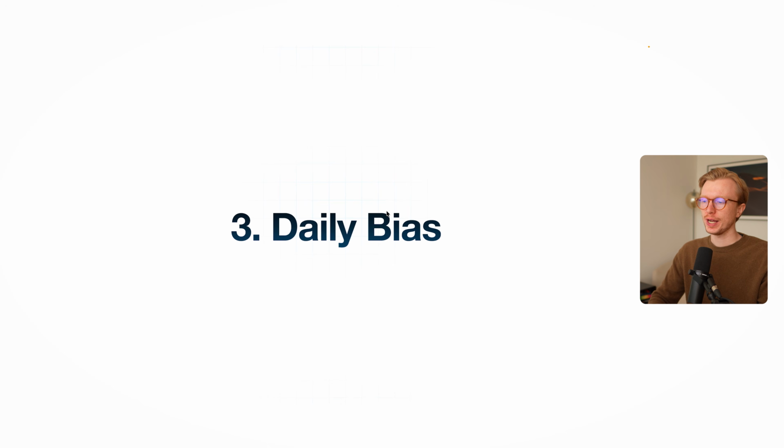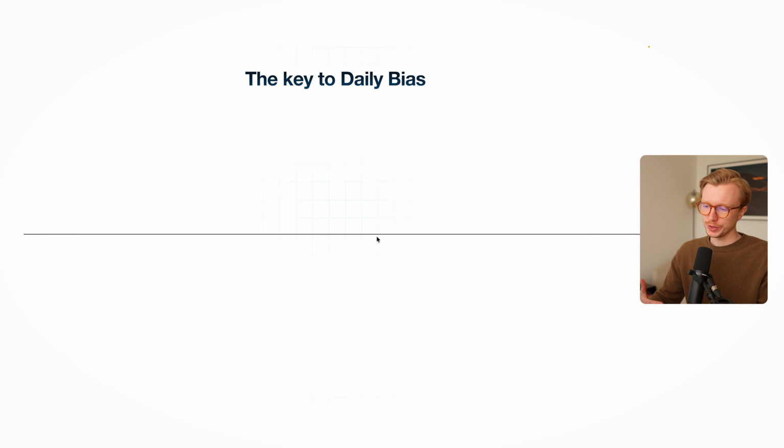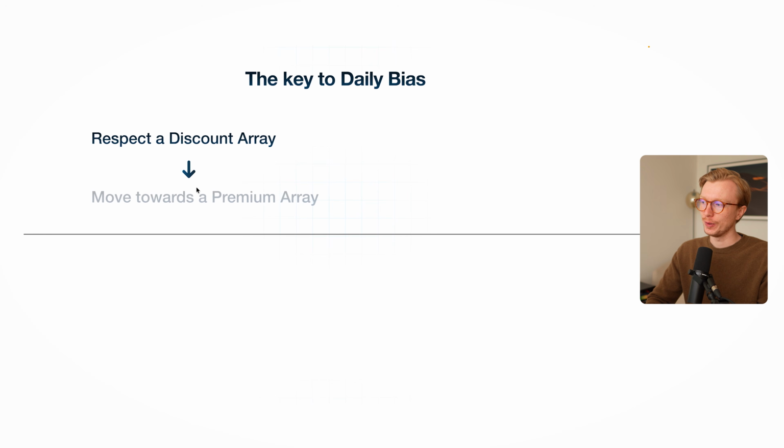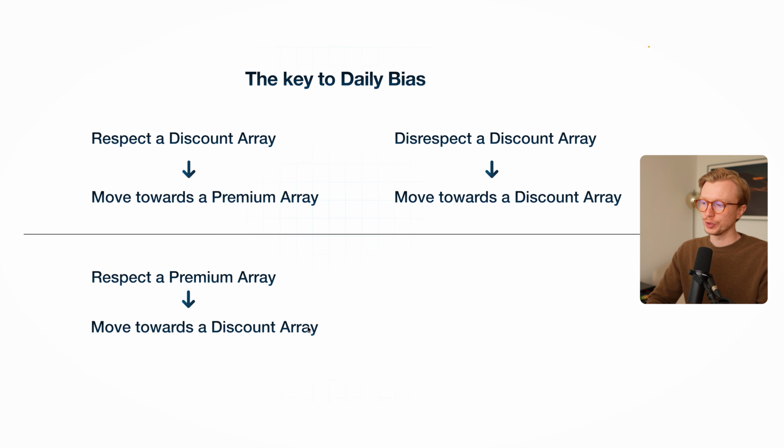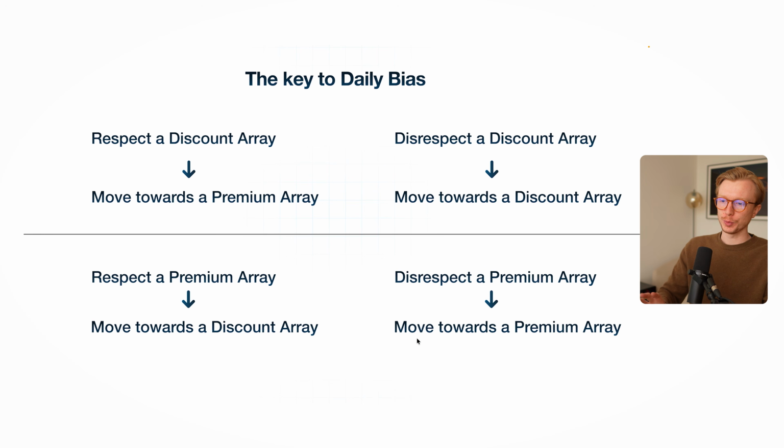Now, once we understand the trends, we can now move on to the daily buys. And this is where, again, it gets very interesting and where I hope things will start to click as well, if they didn't already click. Because when we understand everything that we just mentioned, what is the key to daily buys? Well, if we respect the discount array, we move towards a premium array. If we disrespect the discount array, we move towards a discount array. If we respect the premium array, we move towards a discount array. If we disrespect the premium array, we move towards a premium array.